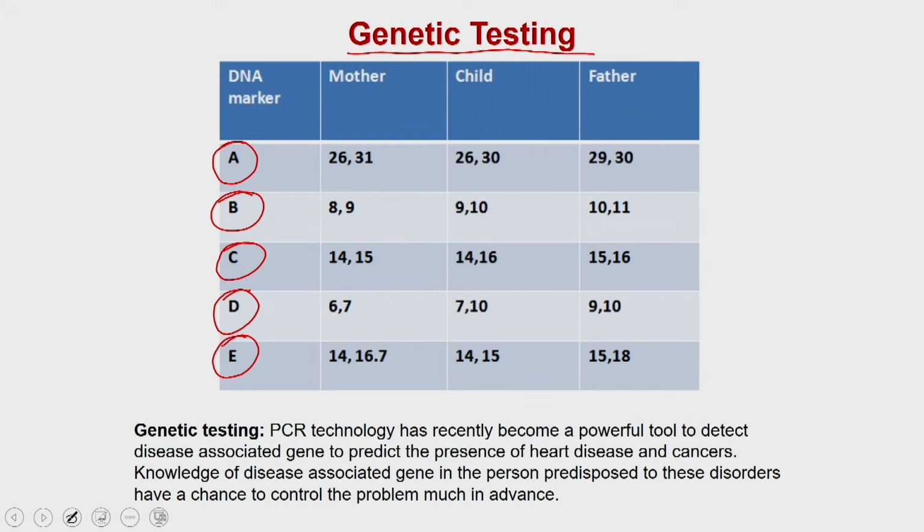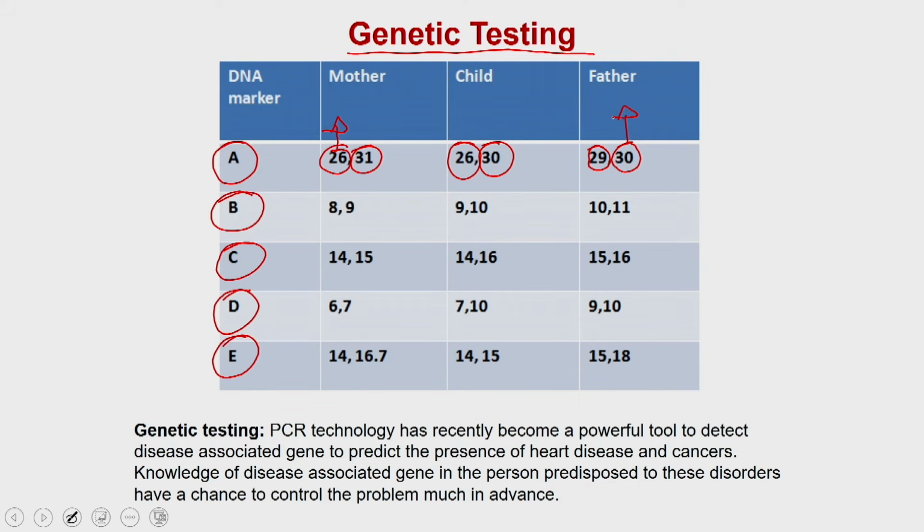So, what you see here is that the marker A is present in mother 26 and 31, whereas in the case of father it is 29 and 30. So, you can imagine if it is a child of these two, then the child should have the combination of these DNA markers of the mother and the father. You can see that the child has a marker of 26 and 30, which means it is getting the 26 from the mother and the 30 from the father. So, that means it is potentially a child of this mother and father.